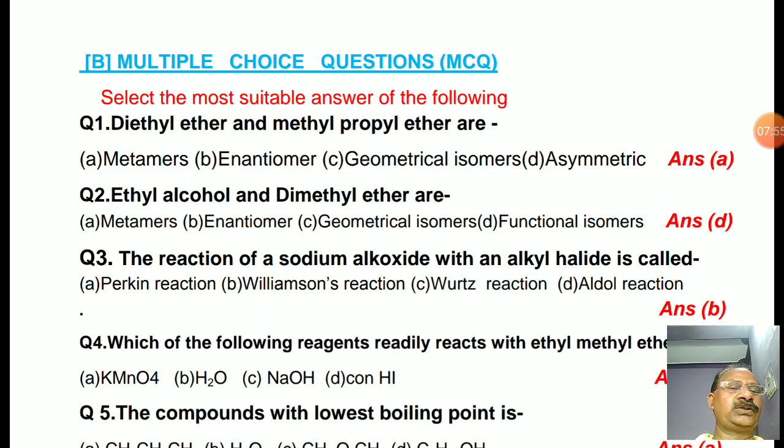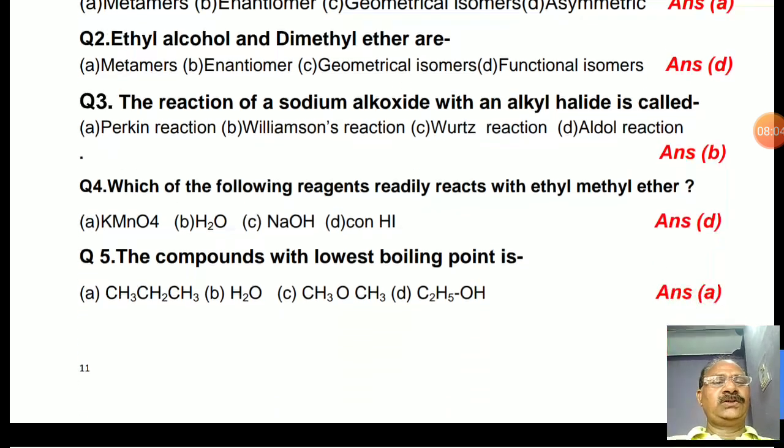Third question: the reaction of a sodium alkoxide with an alkyl halide is called. The correct answer is B, that is Williamson reaction. The fourth question: which of the following reagents readily reacts with methyl ether? The answer is D, that is conc. HI. The fifth and last question: the compound with lowest boiling point is CH3CH2CH3, second is H2O, third is CH3OCH3 and fourth is ethyl alcohol. The correct answer is that the lowest boiling point is propane, that is choice A is correct.